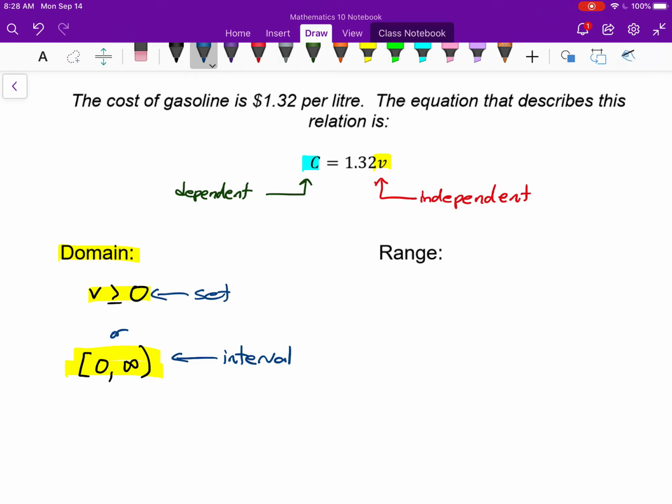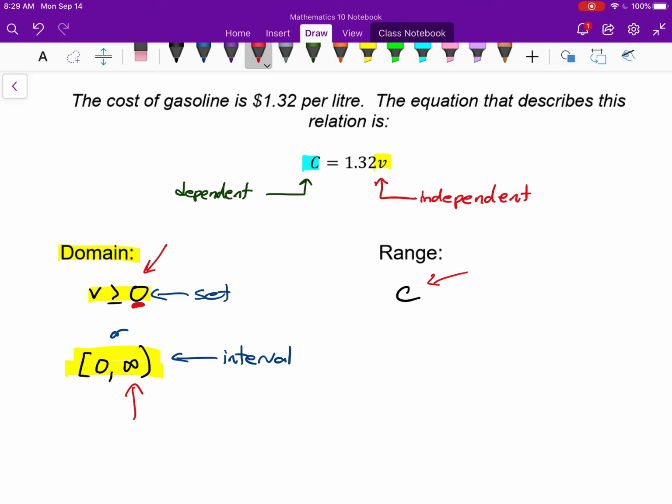So what about the range? The range are the numbers that can come out of this, the dependent variables. So first, what variable is that? Well, it's C. Let's say we buy no gasoline. That's the smallest amount we can buy. If we buy 0 gasoline, the cost will also be 0. If we start buying more and more gasoline, the cost goes up and up. If we start buying infinite amounts of gasoline, the cost gets infinitely high.